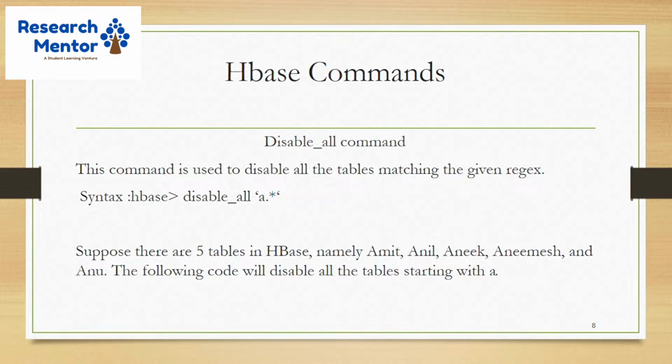Next command is the disable_all command. This command is used to disable all the tables matching the given prefix. For example, suppose there are a lot of tables which start with A, like Amit, Anil, Anik, Animesh and Anu. Suppose I want to disable all the tables whose name starts with A. What we can do for this, just write disable_all within quotes A.*. In this scenario, with the help of this code, we can disable all the tables whose name starts with A.